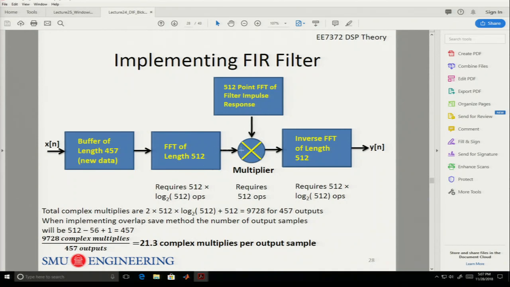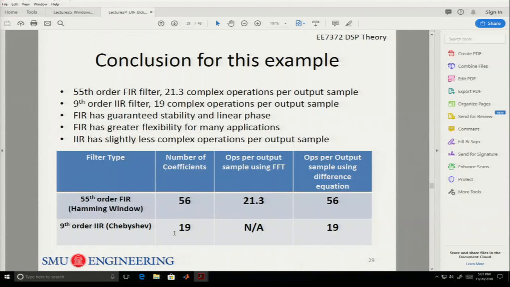So everything coming in here is new. So this multiplication costs. It's new data every time, right? So that's 512 complex multiplies. And then once we're done, we got an inverse FFT. So down here on this line, we just add it all up: 2 times n log n plus another n, which is 512, gives us the 9,728, but we get 457 outputs. So we just divide it out, 21.3 complex multiplies per output sample. So not really a lot worse than the other one, which was 19, right?